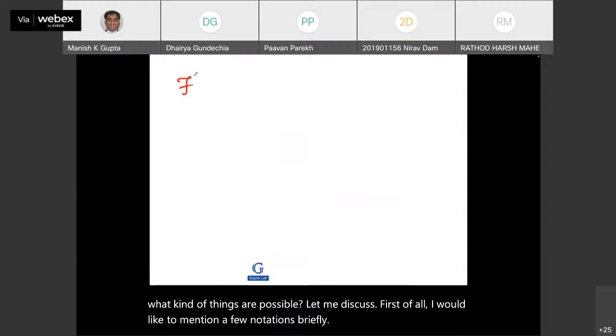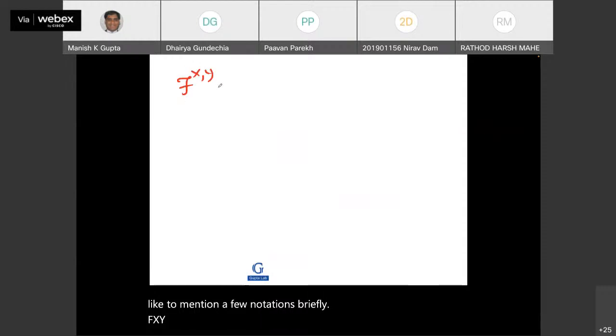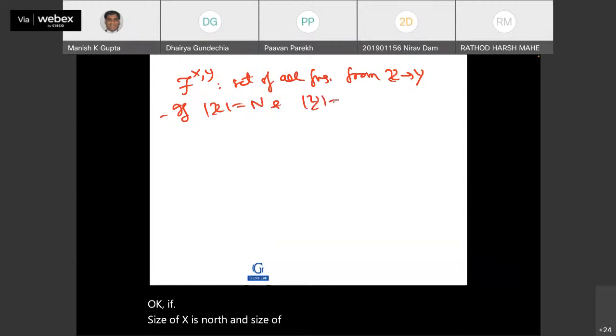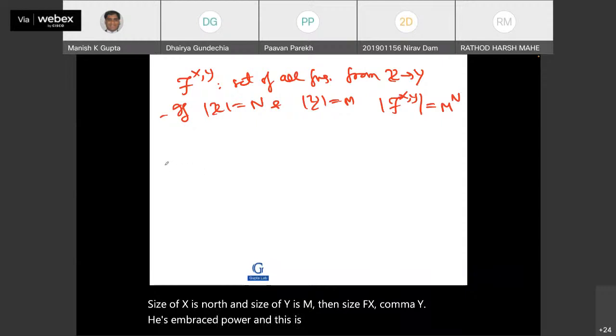F(X,Y) is the set of all functions from X to Y. If the size of X is n and the size of Y is m, then the size of F(X,Y) is m raised to the power n. This is obvious, right?